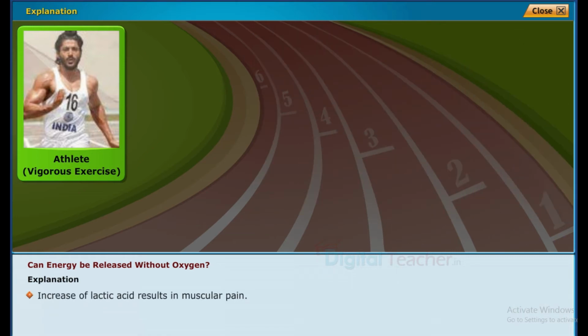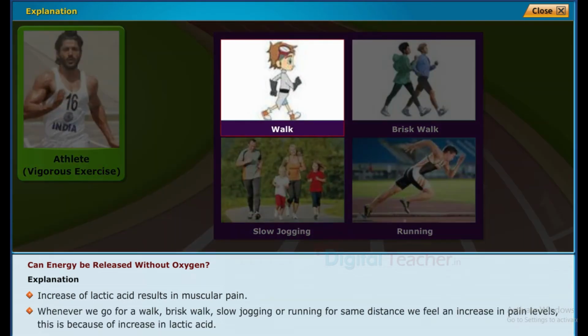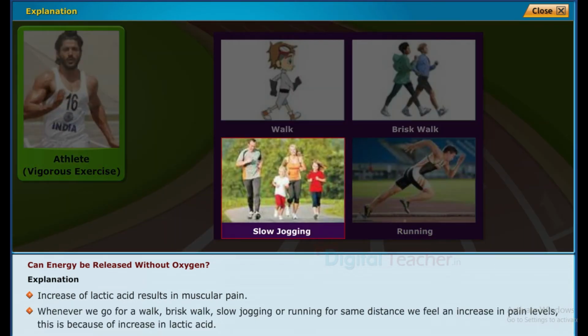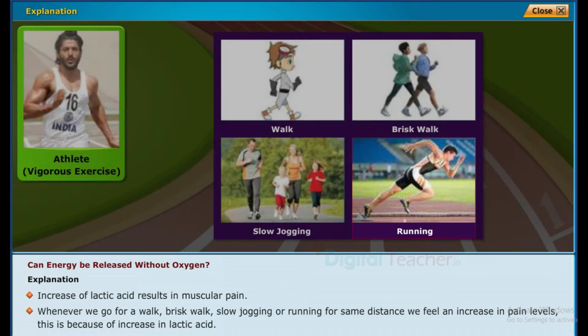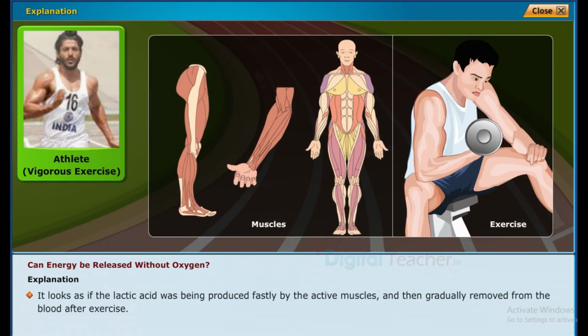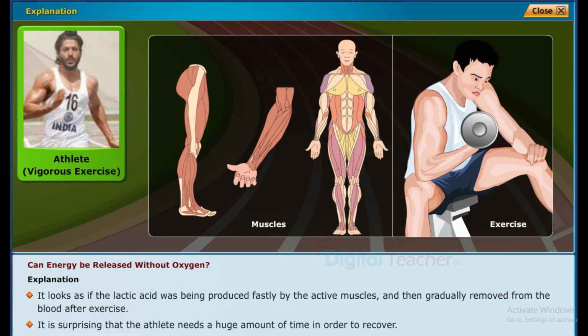Increase of lactic acid results in muscular pain. Whenever we go for a walk, brisk walk, slow jogging or running for the same distance, we feel an increase in pain levels. This is because of the increase in lactic acid. It looks as if the lactic acid was being produced quickly by the active muscles and then gradually removed from the blood after exercise. It is surprising that the athlete needs a huge amount of time to recover.